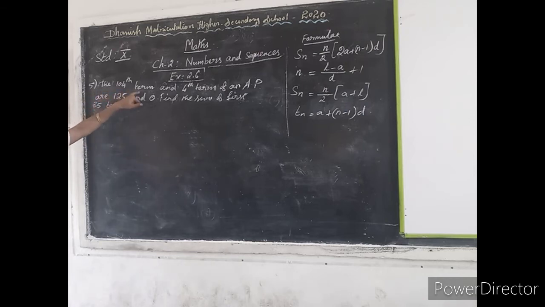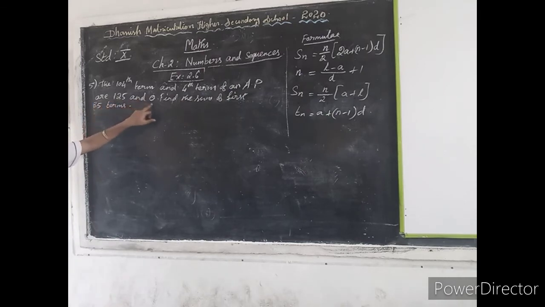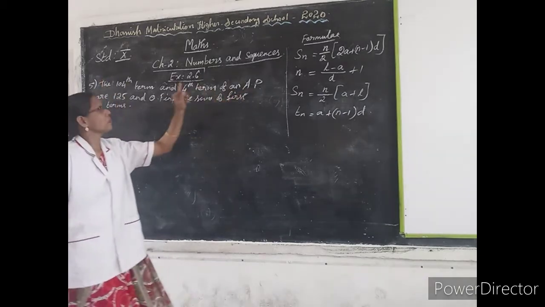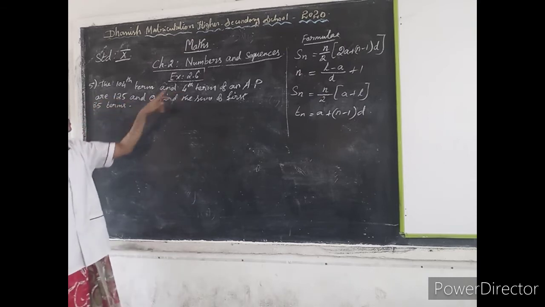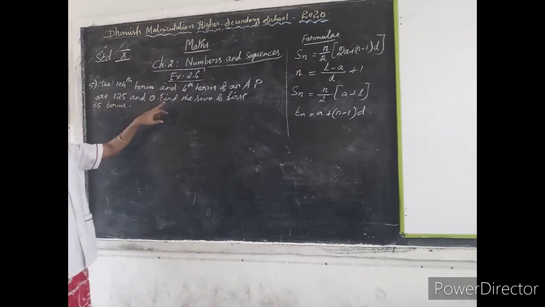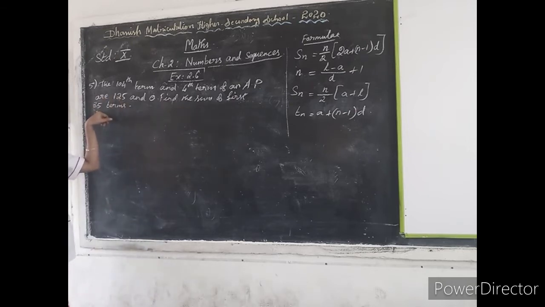Exercise 2.6 question number 5. The 104th term and 4th term of an AP are 125 and 0. Find the sum of first 35 terms. What is given here? The given series is an AP, that is given. 104th term and 4th term are 125 and 0. Therefore, T104 is equal to 125, T4 is equal to 0. That is given. What do we have to find? Find the sum of first 35 terms. That is, we have to find S35.